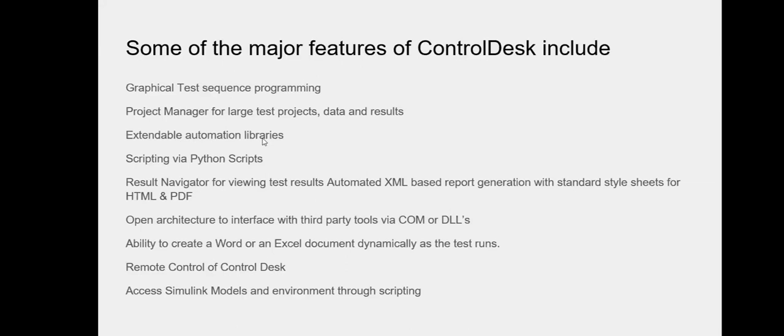Automation libraries in the sense it can be CAN libraries, LIN libraries, or IO libraries. So how it has to send the data and receive the data, those things, and scripting via Python script. Those things also we can do. And result navigator for viewing the test results, automated XML based report generation. So report also we can generate.